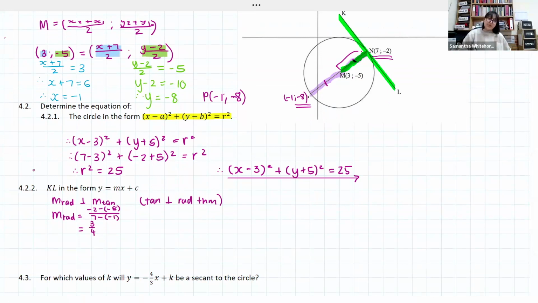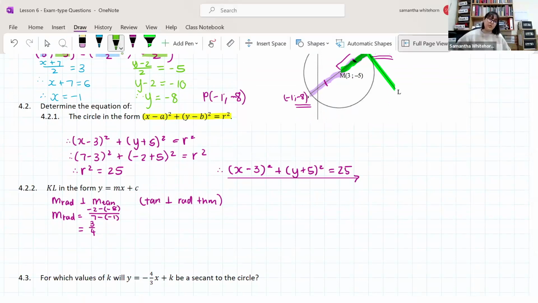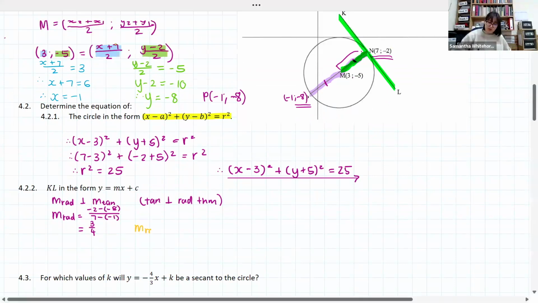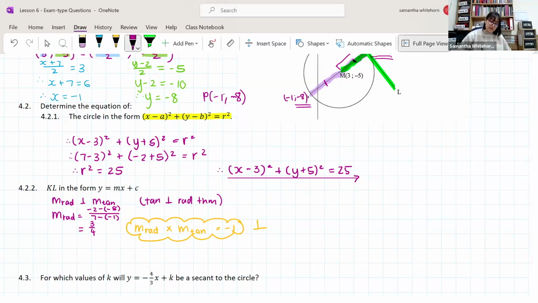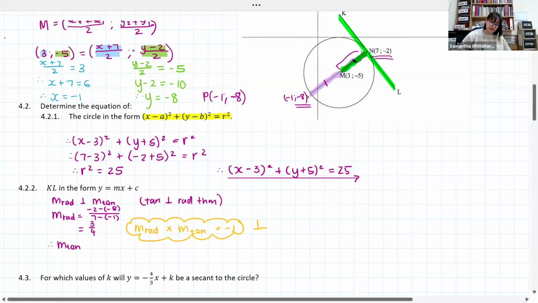Right, because of the relationship that they're perpendicular, what that means is that the product of those gradients equals −1. So if you were to take your radius gradient and times it by the gradient of your tangent, you will get −1. That is what it means to be a perpendicular line. And so because of that, we can work out what the gradient of our tangent is. So therefore, our tangent's gradient is −4/3. You just say −1 divided by the gradient you have. So we know y = −4/3 x + c.